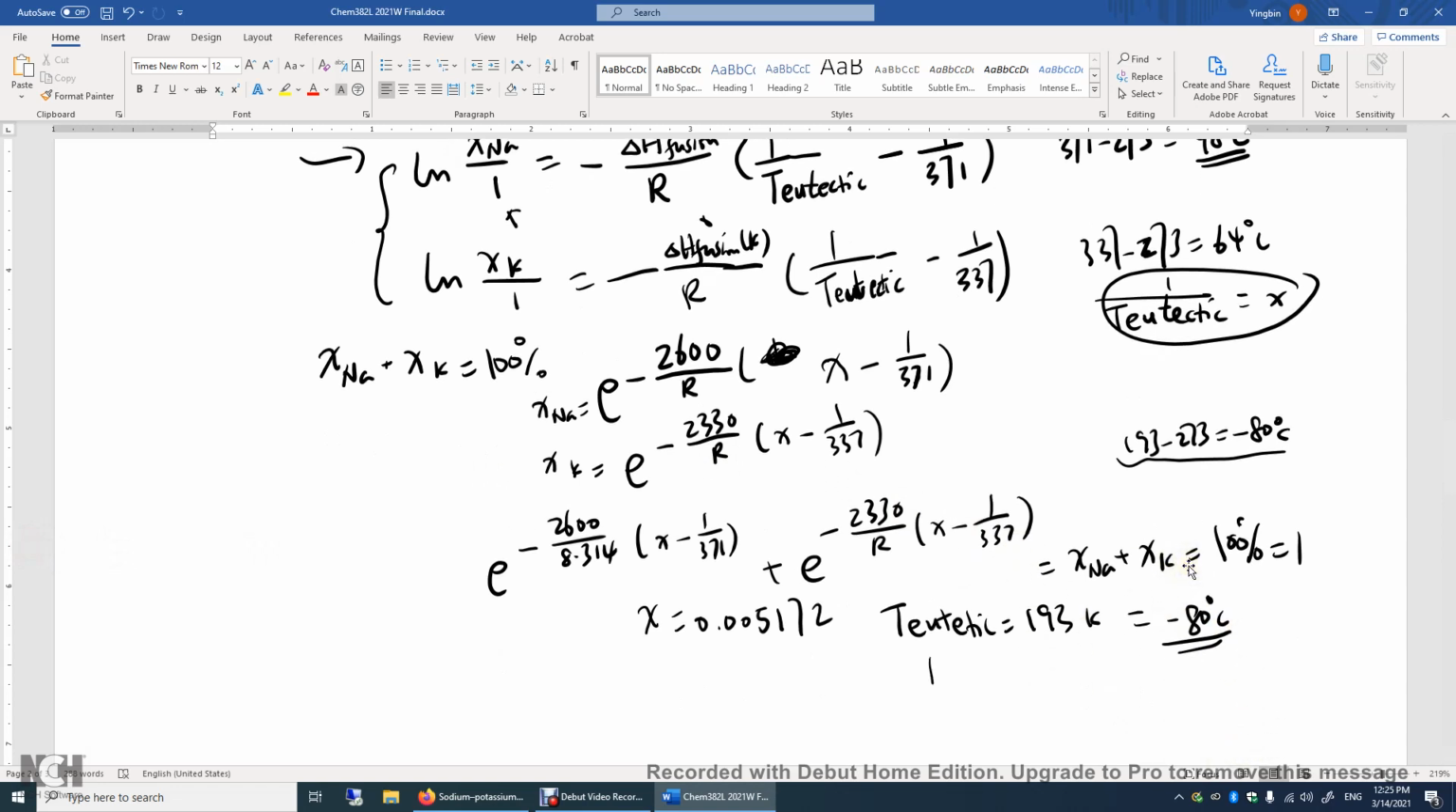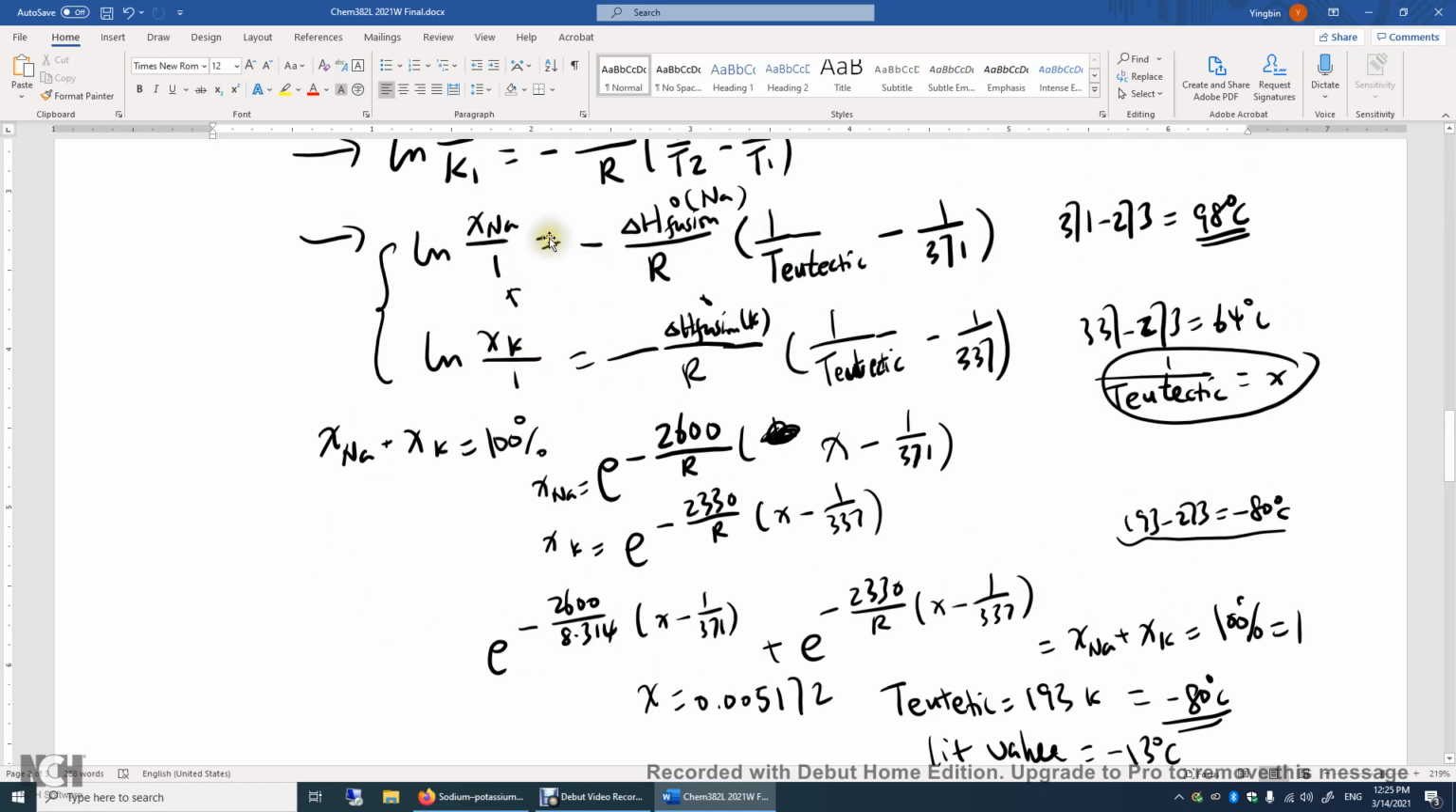All right. So I'm going to put the literature value here, which is negative 13 degrees Celsius. There's one more thing we need to calculate. We need to compute the eutectic composition. Over here, we're going to just use either equation. Use this equation or this equation. I'm going to use the sodium equation. All right, so if I use the sodium equation, we'll see. Sodium is negative 8.314, 2600, and then X is 0.0015172 minus over here, and then whatever the result is.